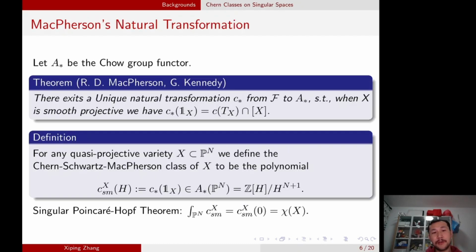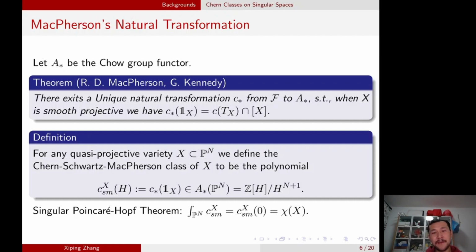So the following theorem was originally proved by MacPherson over the complex number field using homology groups, and then generalized to arbitrary algebraically closed fields of characteristic 0 by Kennedy. The theorem says that there exists a unique natural transformation, which we denote by c_*, from the constructible function functor F to the Chow group functor A, such that for smooth varieties, the pushforward functor c_* will take the indicator function of X to the total Chern class of X.